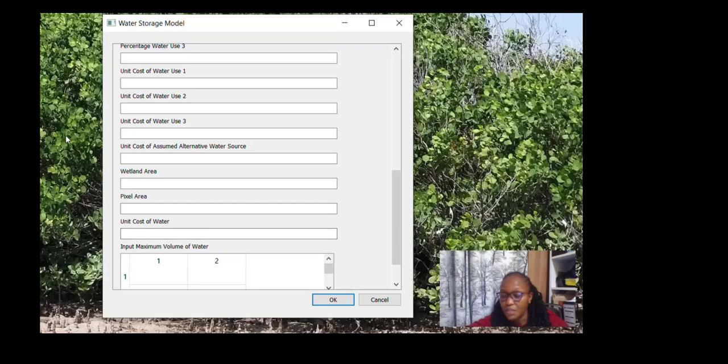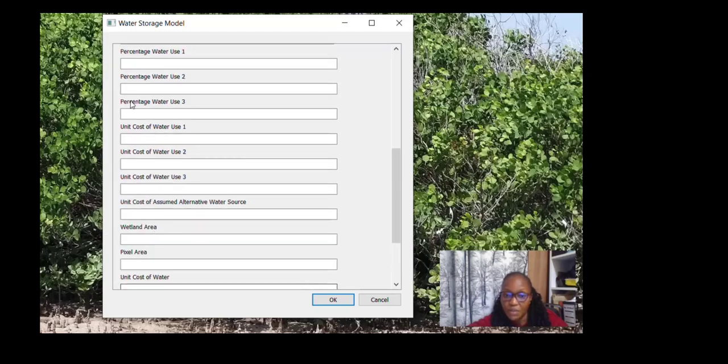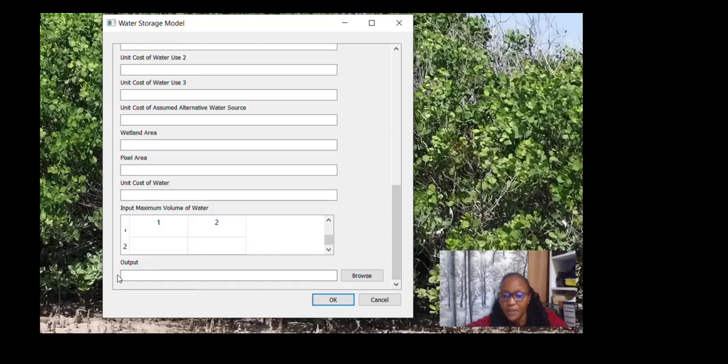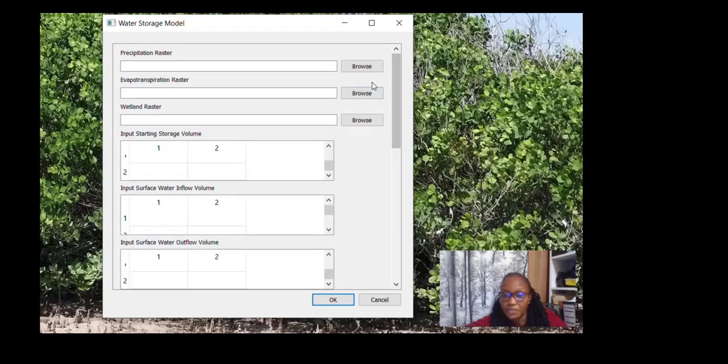The second one is basically to do an assessment of whether there are changes based on the initial storage. Every wetland has its own capacity, whether it is operating below the capacity where it is supposed to be operating, or maybe it has maintained that particular capacity. So the unit cost of water would remain the same as what was initially factored in for the other uses of the wetland. And then you also put the maximum volume of water, or the capacity of that wetland. And then finally, you identify the output folder where you want your products to be saved.